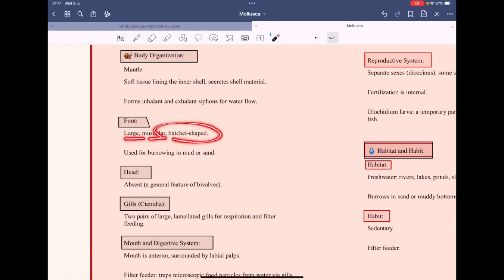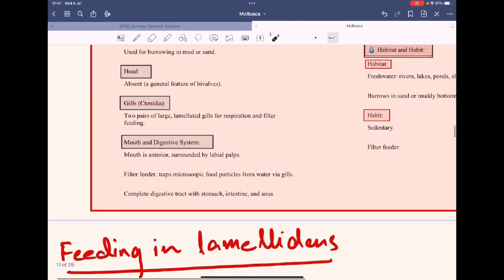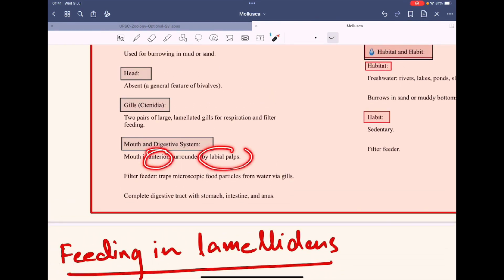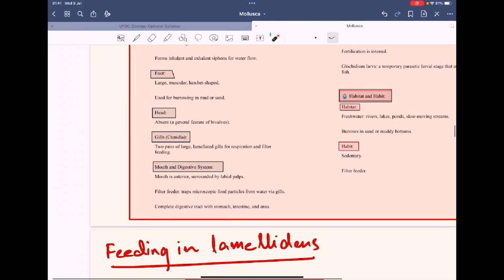The foot is like this inside the shell, and it is used for burrowing in mud and sand as well as for locomotion. The head is absent. The gills are two pairs of large lamellated gills for respiration. These are filter feeding. The mouth is anterior, surrounded by the labial palps, and they are filter feeders. They trap microscopic food from the water via the gills, and they have a complete digestive tract with stomach, intestine and anus.